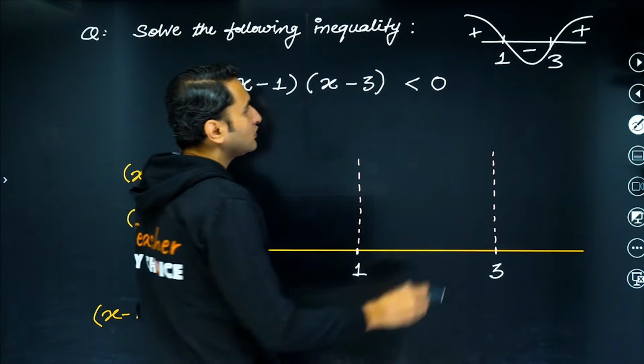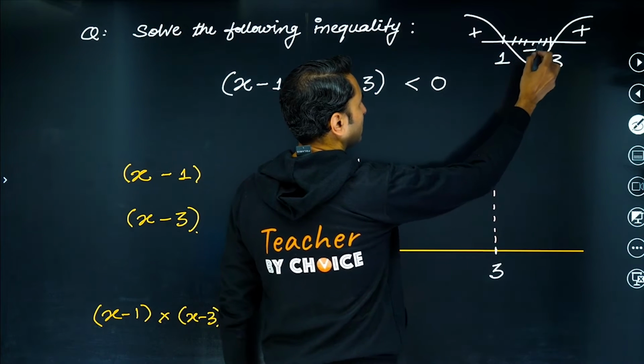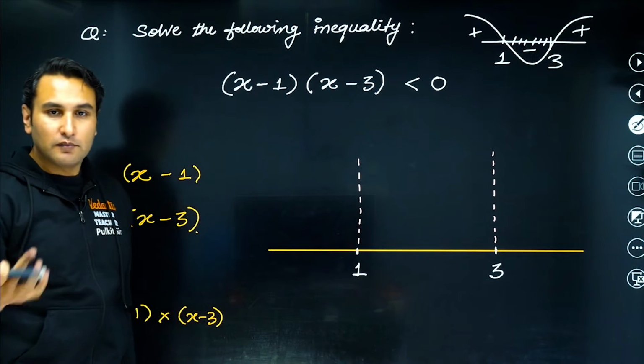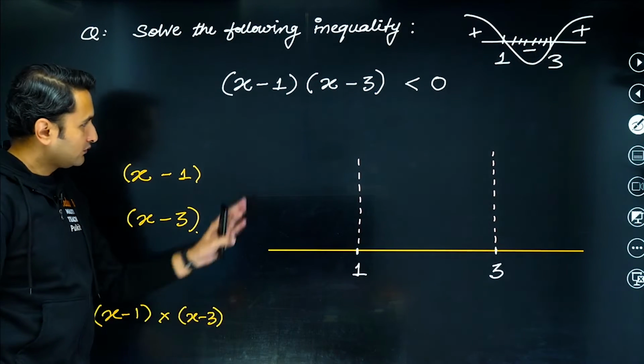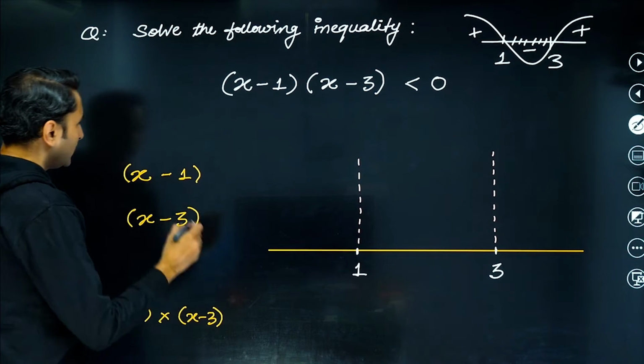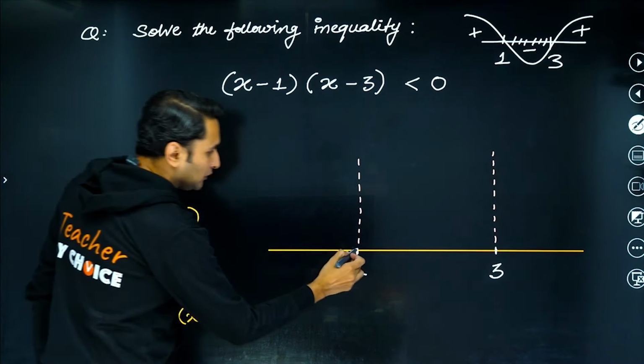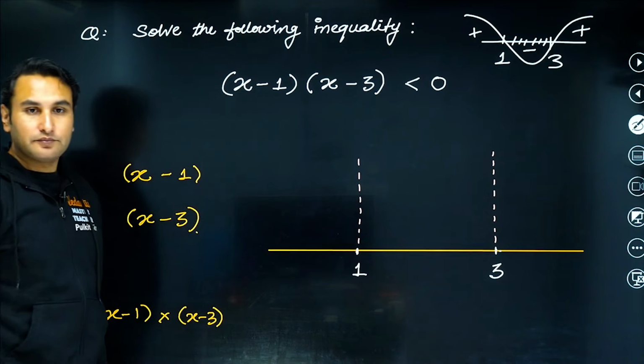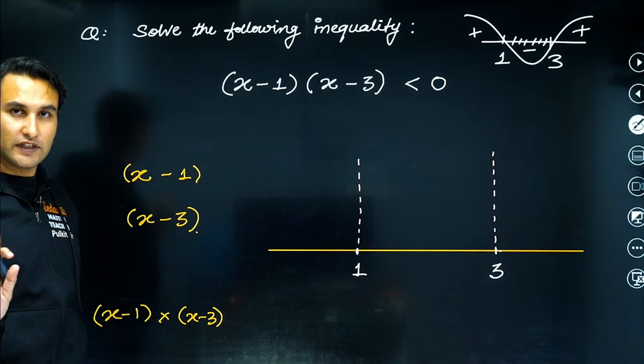For less than 0, this is the portion between 1 to 3. You already know the answer, by the way. But let's see how we do it. Listen to me carefully, okay? What I'm going to do, let me plot both the roots 1 and 3. You know both the roots 1 and 3.